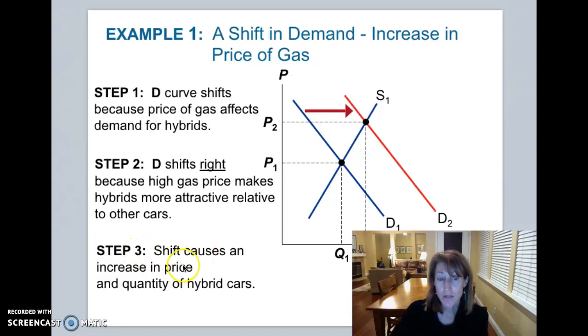And so what does this shift do? It causes an increase in the price. Look, you move from having this equilibrium at P1 and Q1 to having this equilibrium at a higher price, P2, and a higher quantity. That is what we try to use this model for, is to say what's going on in the real world and take it to our equilibrium marketplace and see how price changes and quantity changes. So now we could predict if there's an increase in price of gas, we would expect the price of hybrid cars to go up. That's how we use this model.